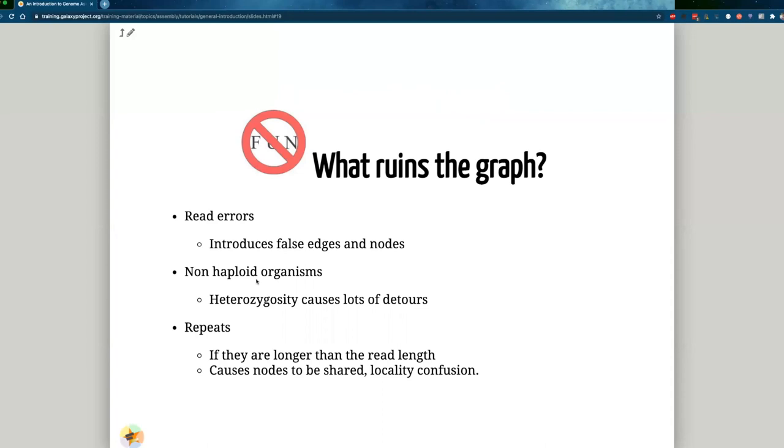And then repeats. If the repeats are longer than the read length, it's actually impossible for us to assemble. But if the read length is longer than the biggest repeat, then maybe we've got a chance of assembling it. And repeats cause nodes to be shared, and we get locality confusion. And so we get into a read, but then we have no way of knowing which path to take out of one of those reads.